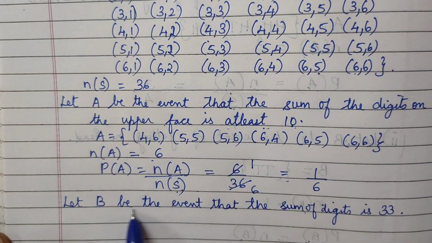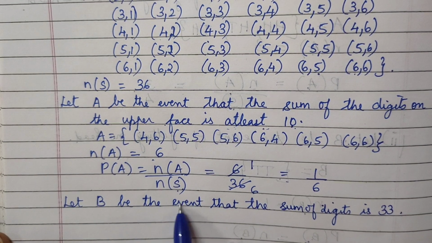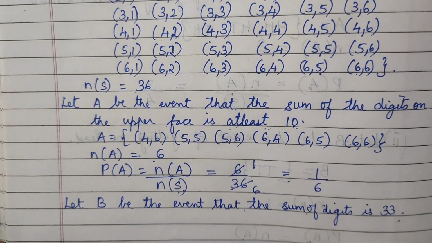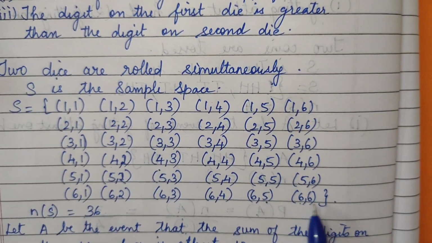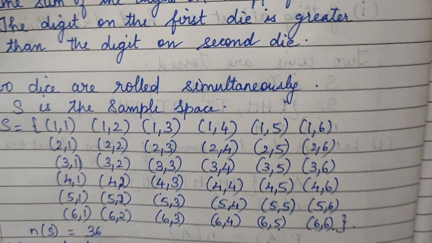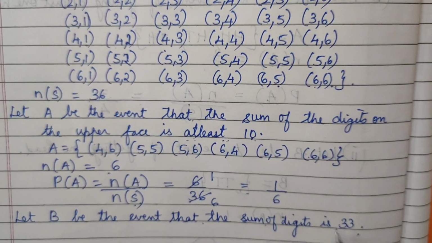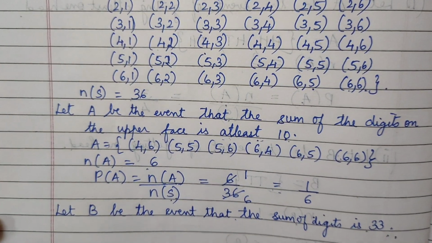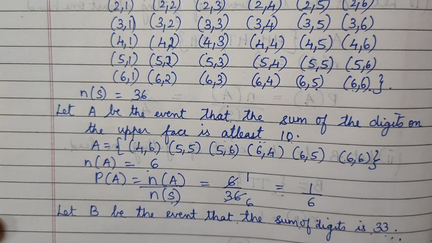Let's go for the next event. Let B be the event that the sum of the digits on the upper face is 33. We need a 33, but the maximum is 6 plus 6, which is 12, and there's no bigger number at all. So is it possible to get a 33? No. We don't have any outcomes here having the sum as 33.